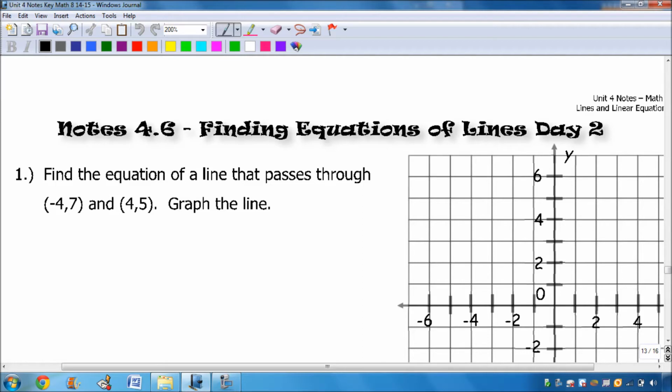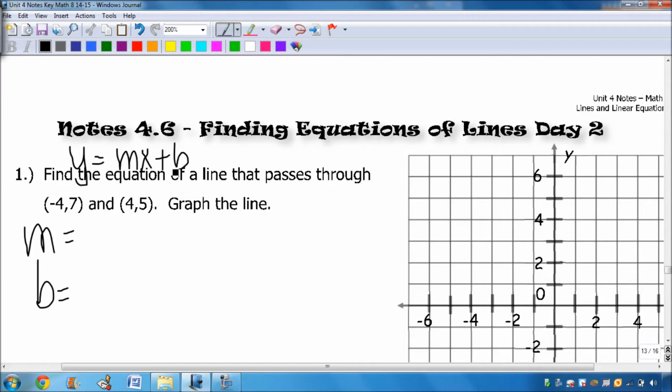So the first thing that we need to do is ask ourselves, how many things do I need to know in order to find the equation of a line? Well, you should know that we need to find the slope and we need to find the y-intercept because we always have to find the equation in terms of y = mx + b.